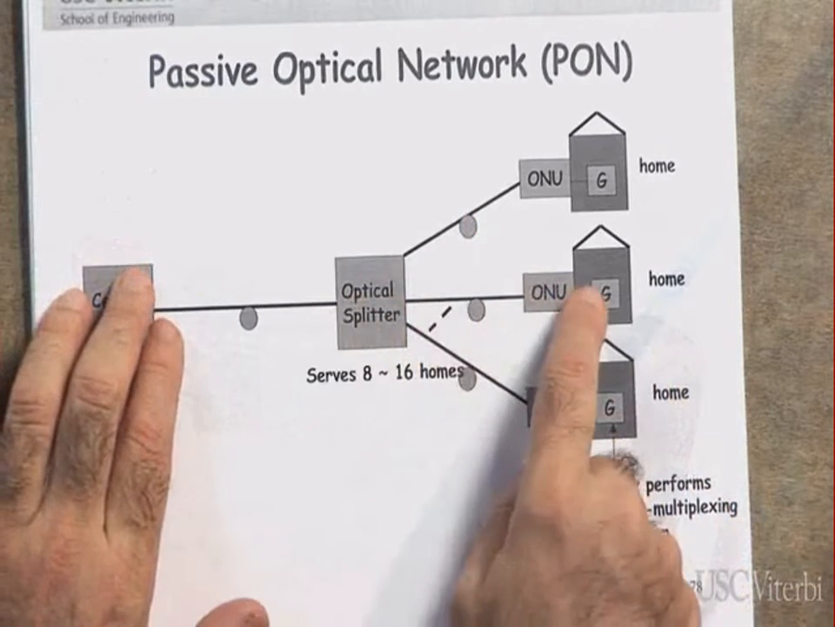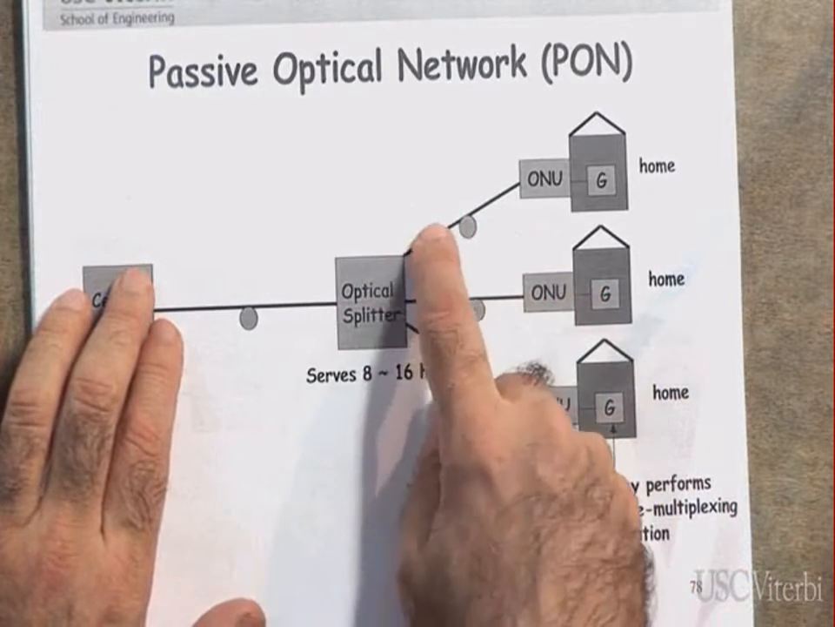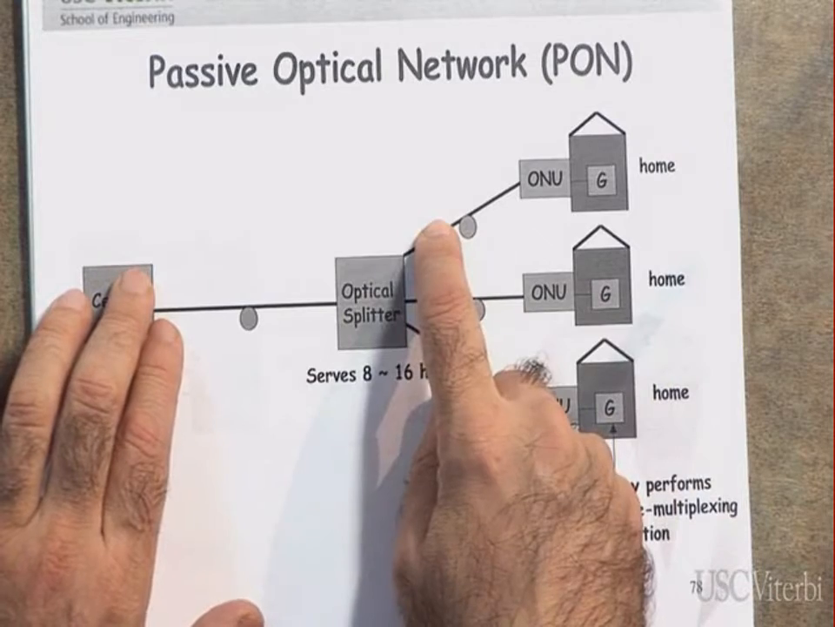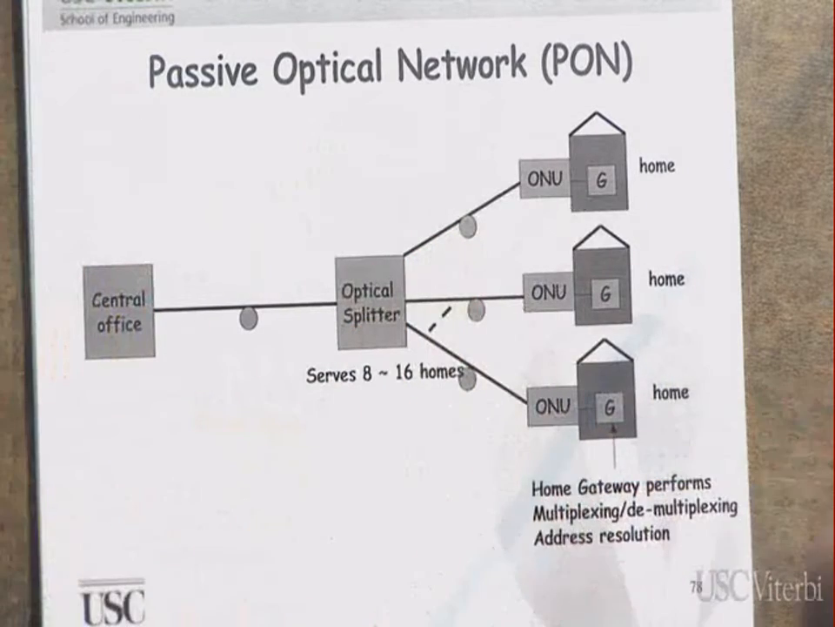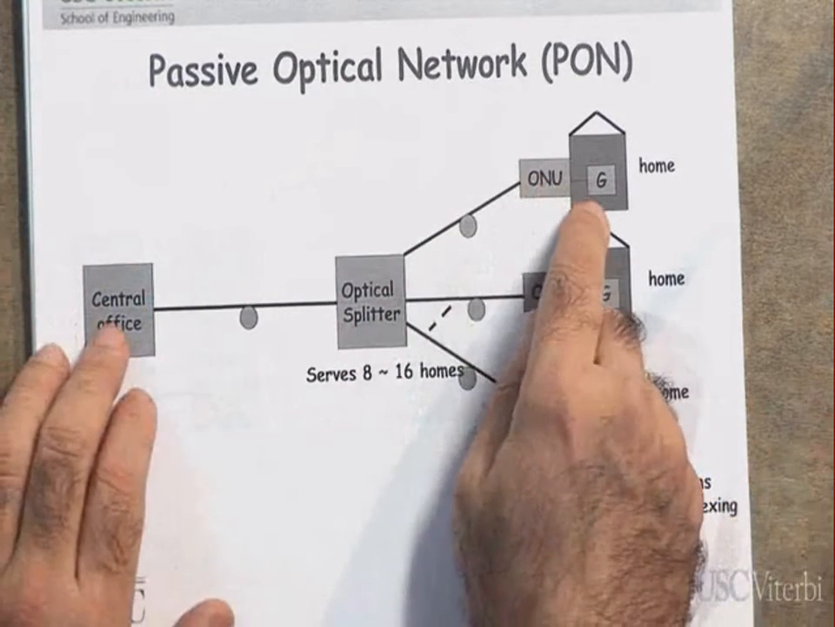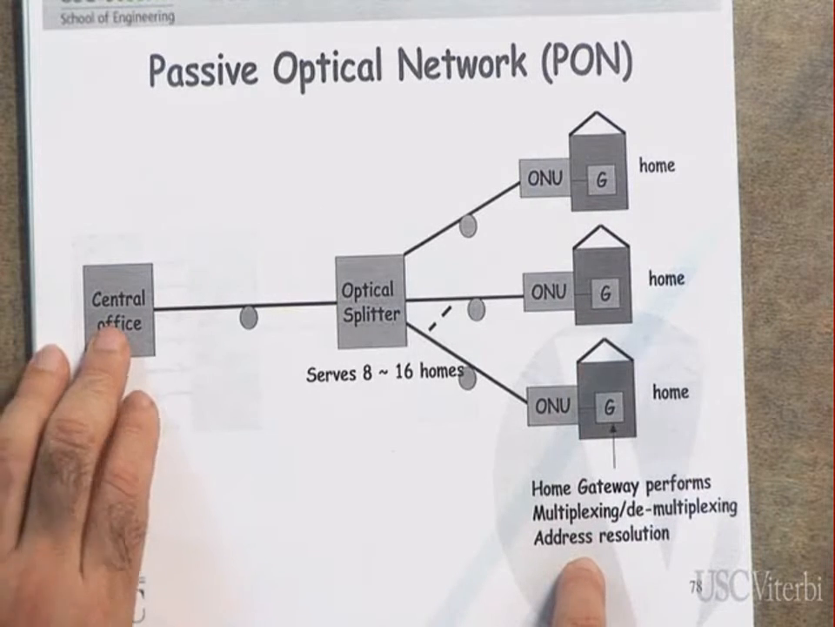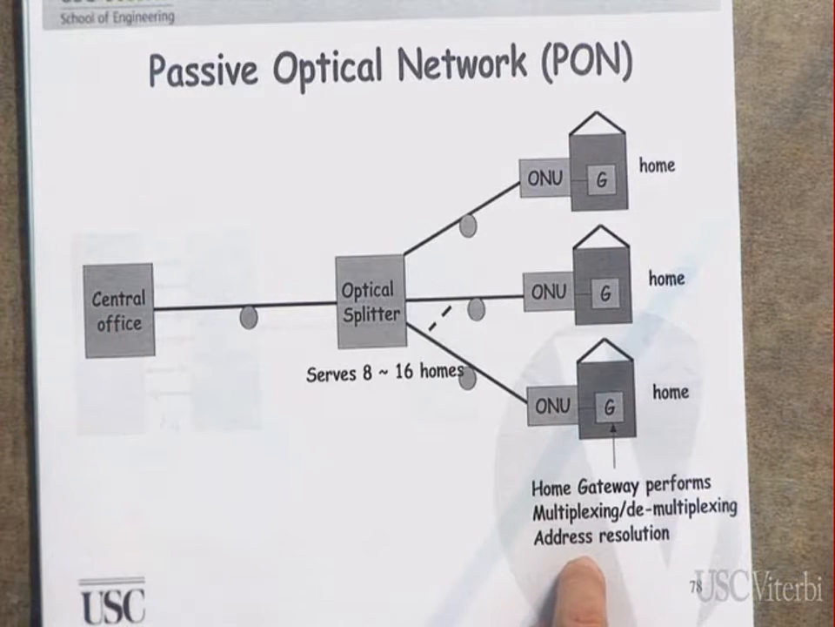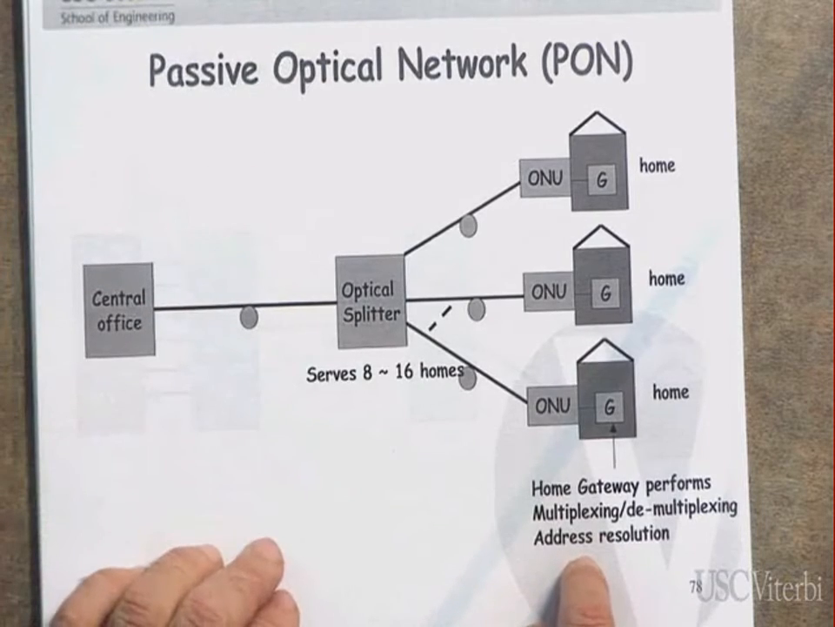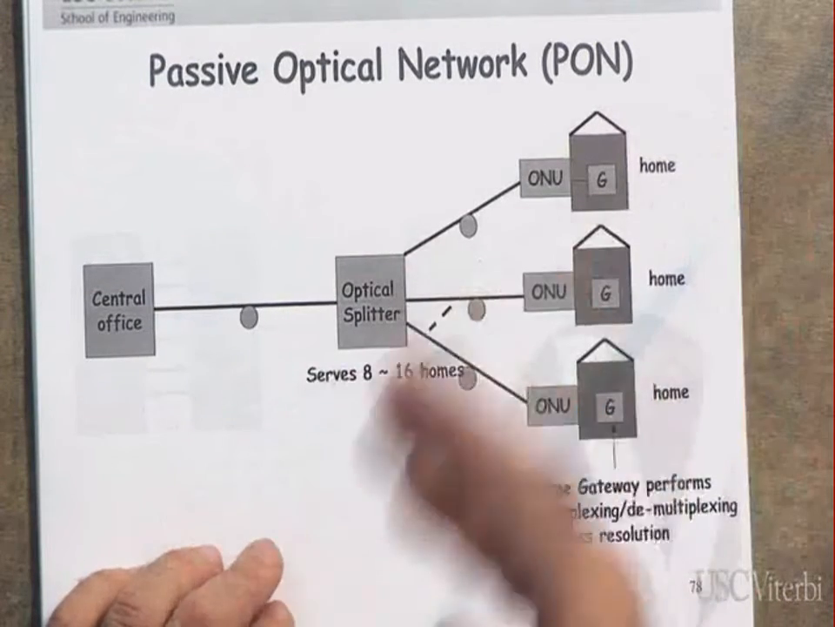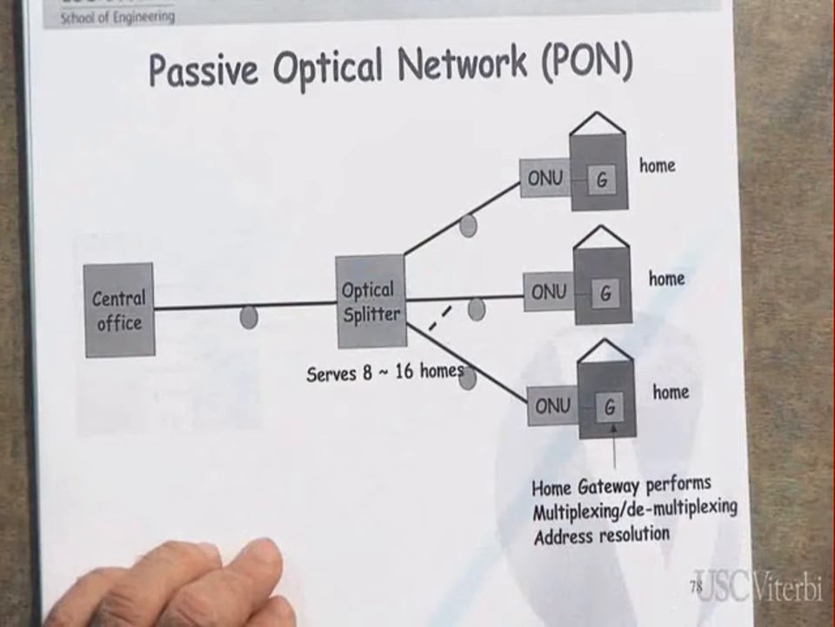Now, some of the traffic is destined only to this one. Well, this one gets it. Why? Because this one is just splitting the power. But in the gateway, there will be an address resolution. Address resolution means you check the header of the packet to see if this traffic is destined to you or not. If it is not, then you just reject it. Clear?